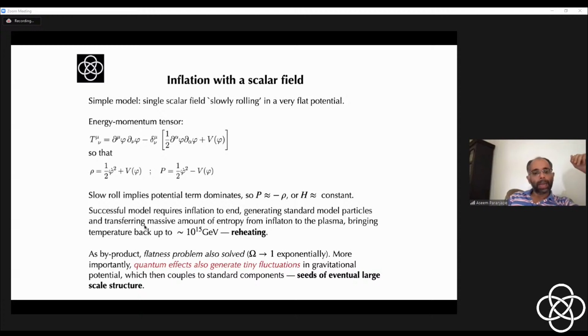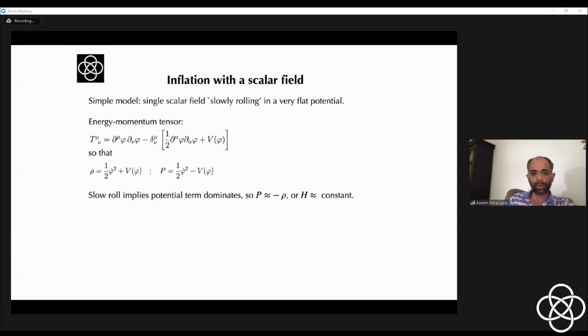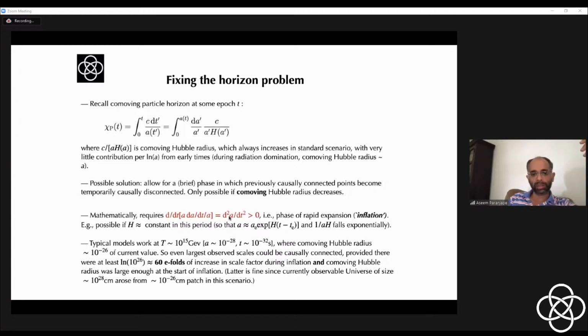Okay? And now one nice thing about inflation. So first of all, remember that inflation was invented to solve the horizon problem. And it does that very efficiently because it makes d2a by dt squared positive. And we said that this is enough as long as it occurs for at least 60 e-folds. So let's engineer this, and then the horizon problem is solved.